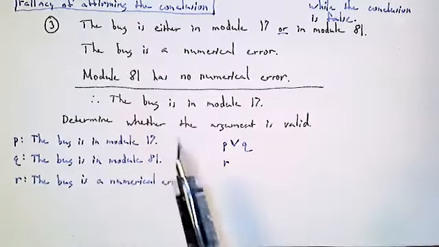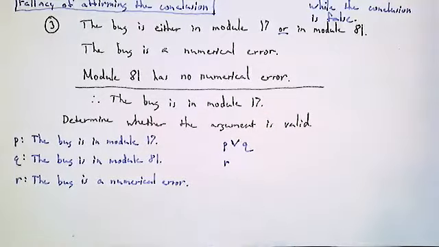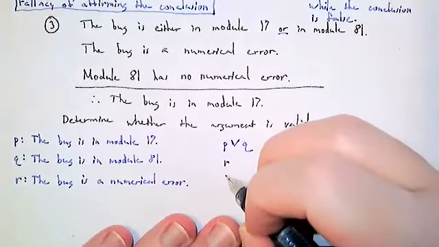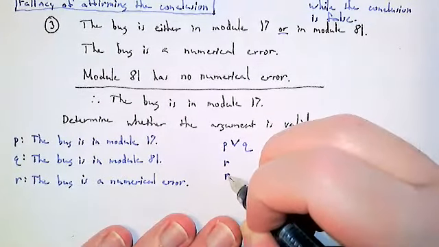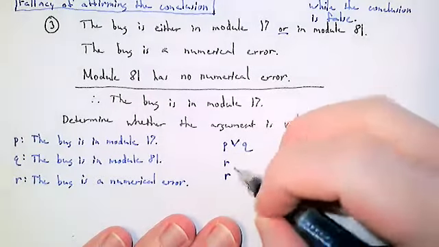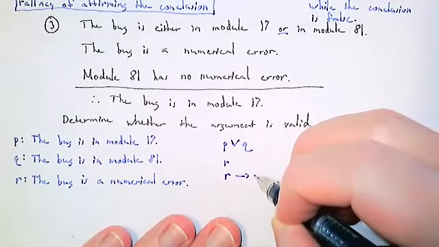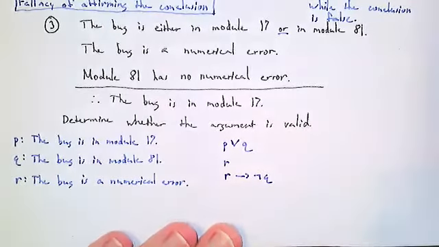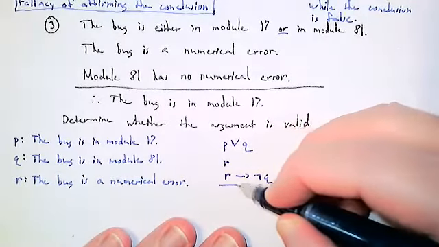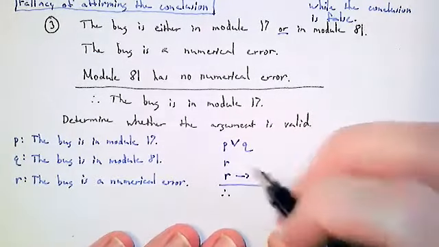And then the last one says module 81 has no numerical error. This one is a little bit more complicated to translate into these symbols. But what we're saying here is that if the bug is numerical, so if R, then the bug is definitely not in module 81. So that's if R, then not Q in symbols. And then the conclusion is P.